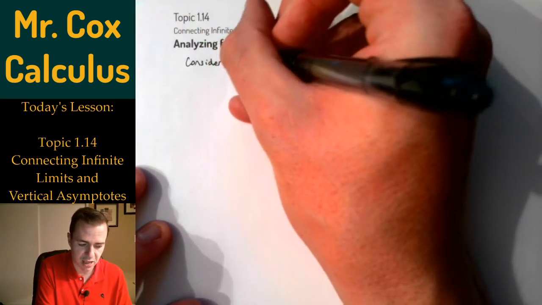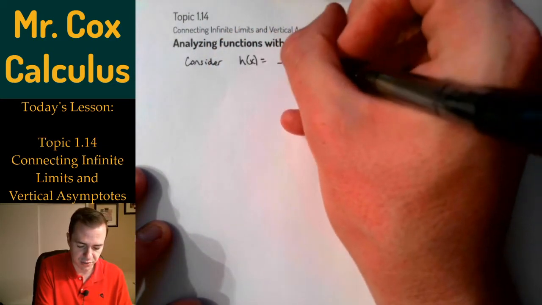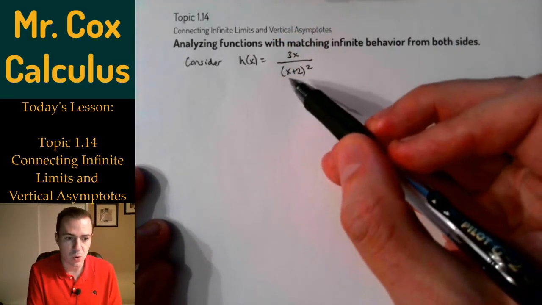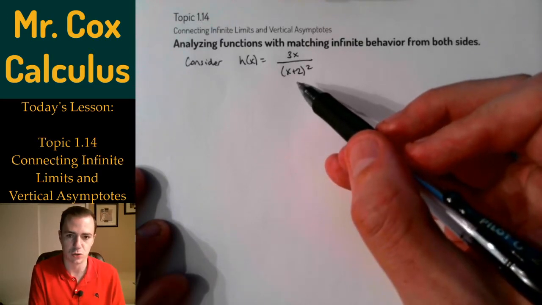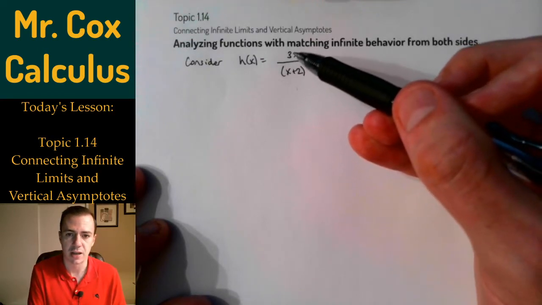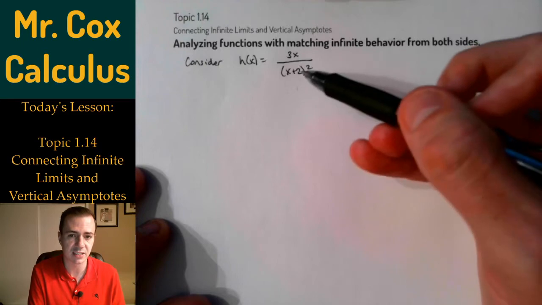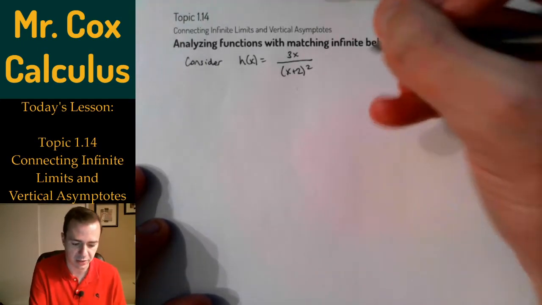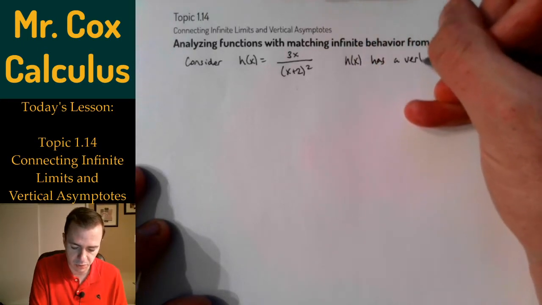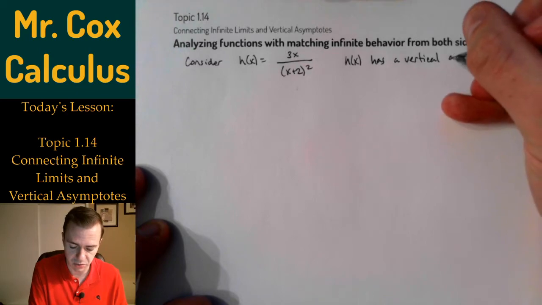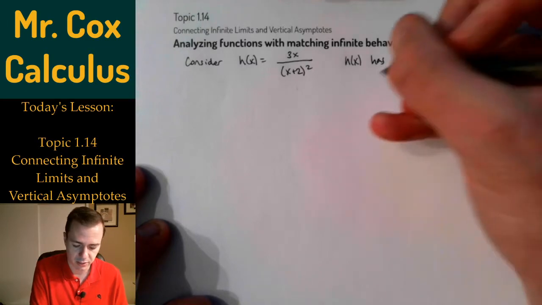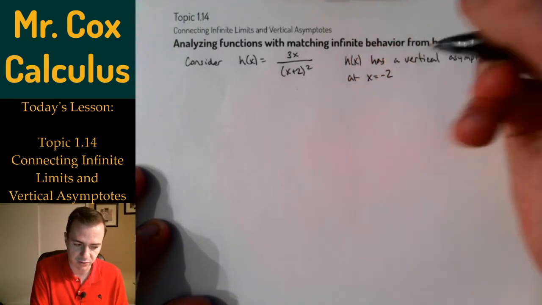Let's consider the function h of x equal to 3x in the numerator and (x plus 2) squared in the denominator. Now, if we look down here, we can already see that at negative 2, we're going to have an issue. If I use direct substitution at negative 2, 3 times negative 2 gives me negative 6. I have 0 in the denominator, and that automatically triggers that I can say that h of x has a vertical asymptote. Just through that direct substitution trick, h of x has a vertical asymptote at x equals negative 2.